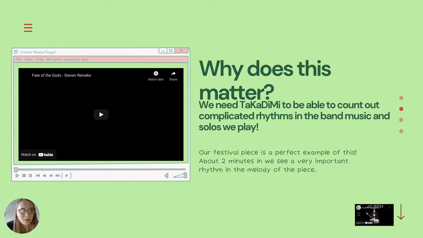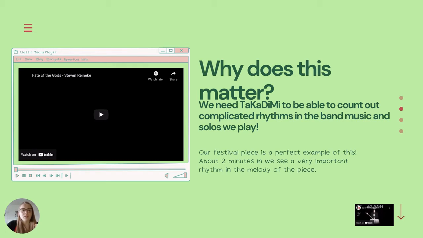So why does this all matter? Why am I making this video for you? This is because we need TaKaDiMi and very specific rhythms to be able to count out these complex rhythms in the band music that we play on the day-to-day. And this also works for solo music. Any rhythms that you're counting, you can use TaKaDiMi. So our festival piece for this concert is a perfect example of this.